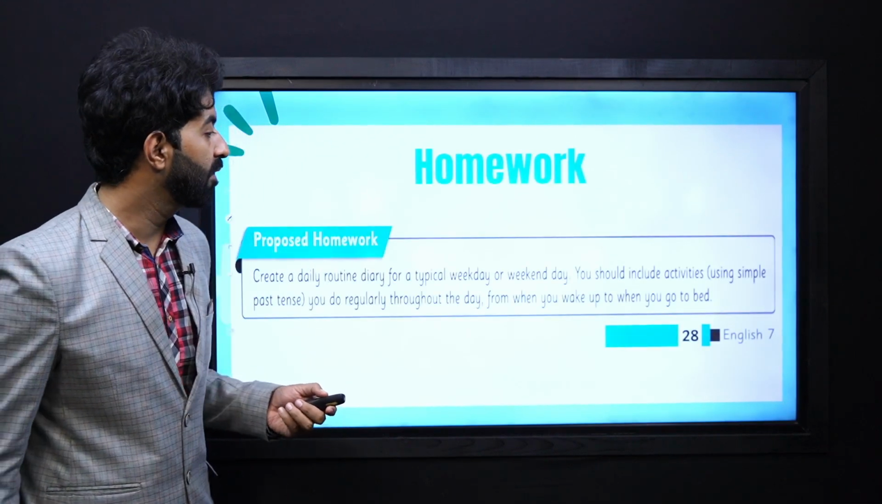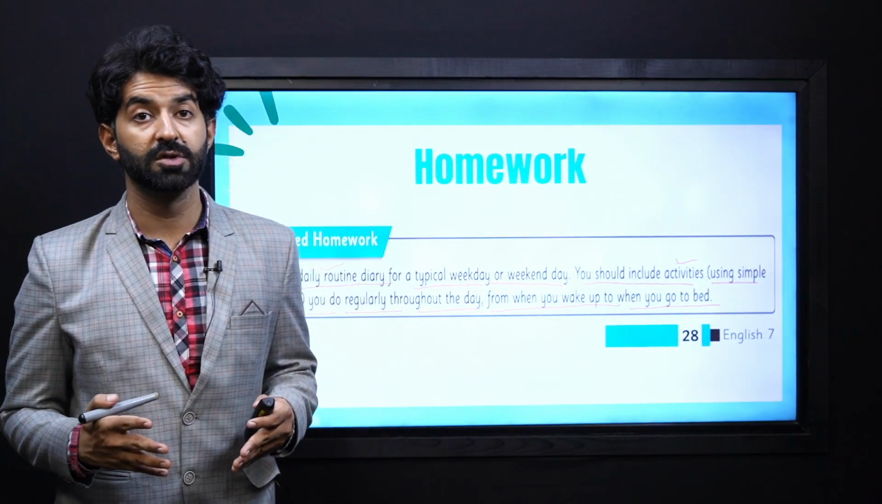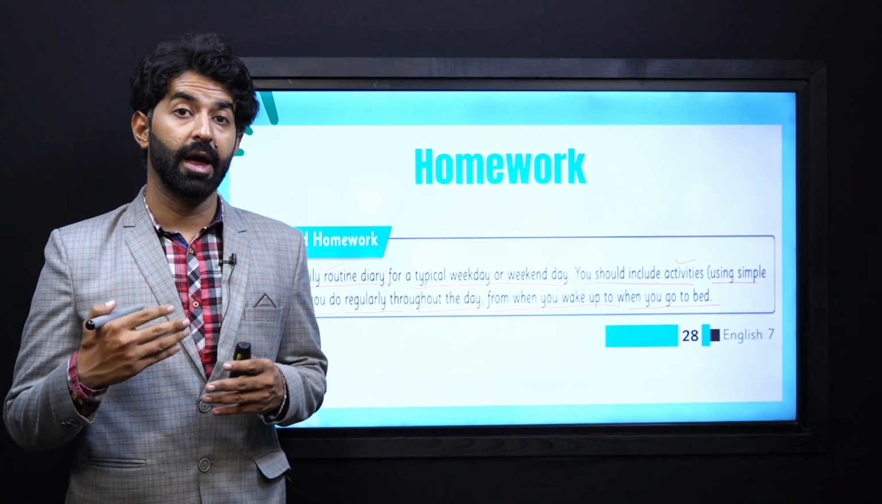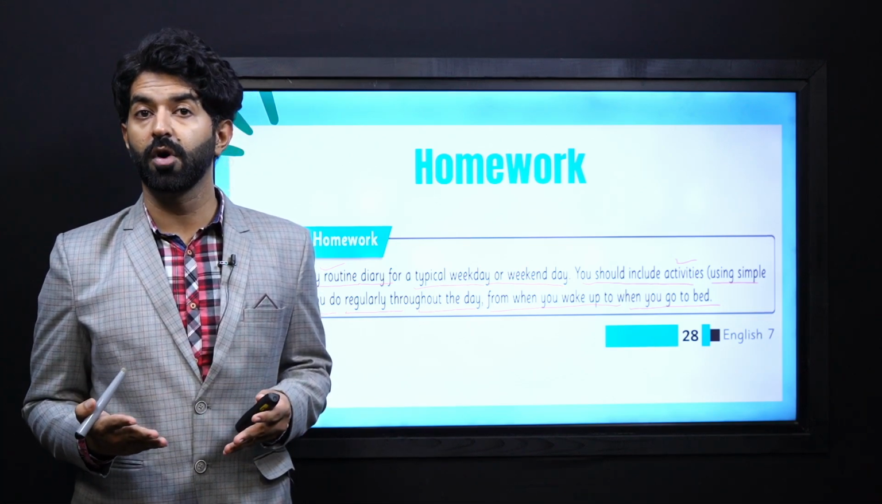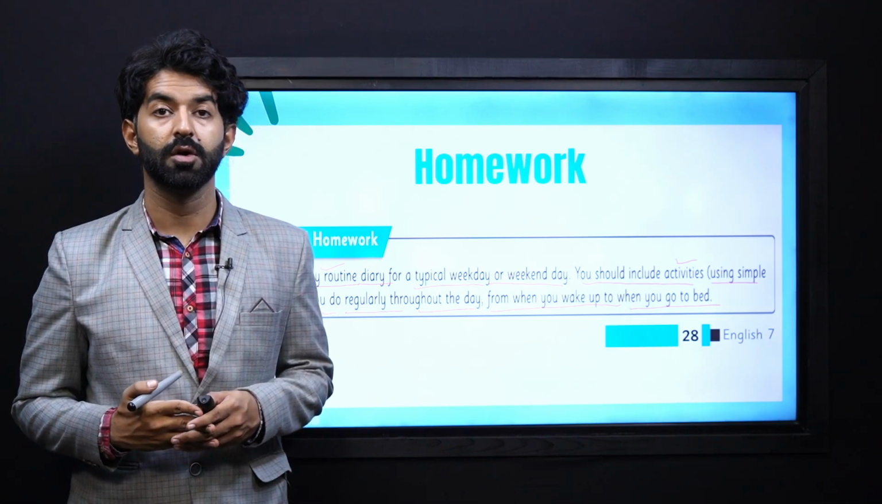And here we have our homework from page 28. Create a daily routine diary for a typical weekday or weekend day. You should include activities using simple past tense you do regularly throughout the day from when you wake up to when you go to bed. And you will be using the past simple tense. And you could use any of the three forms if they are appropriate, the positive, negative, or the question form of past simple tense.